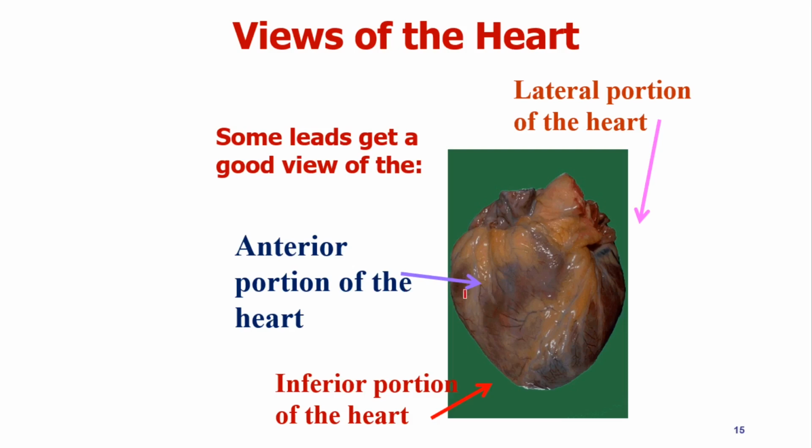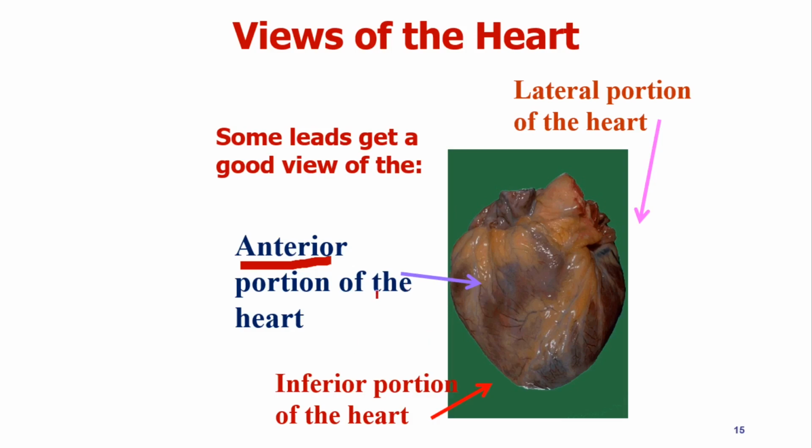So some leads will represent the anterior portion of the heart, some leads will represent the inferior portion, and some leads will represent the lateral portion of the heart. So whatever abnormality occurs in each lead, we can easily work out which part of the heart is mostly affected. Suppose some abnormal changes are seen only in the anterior leads, then we can note that there is some problem in the anterior portion of the heart. Likewise, we can also come to know about the lateral and inferior leads.